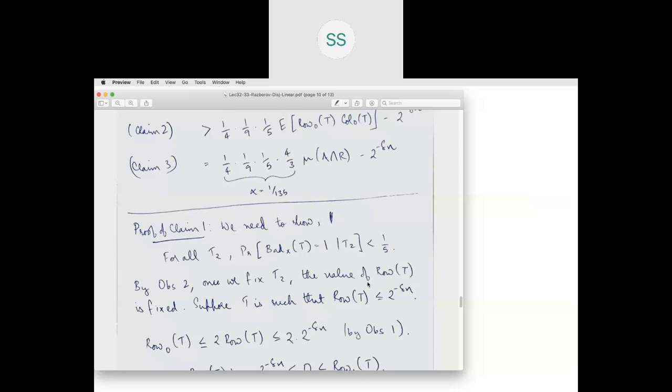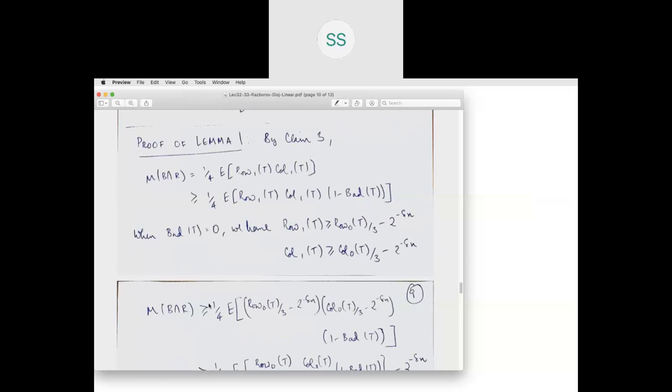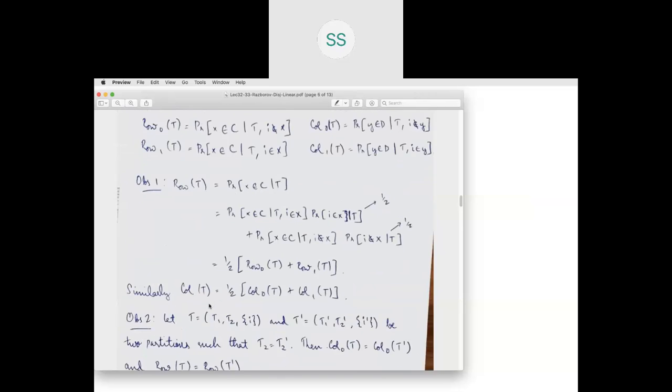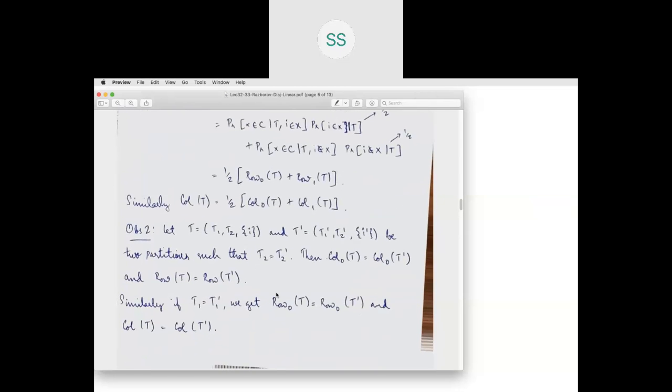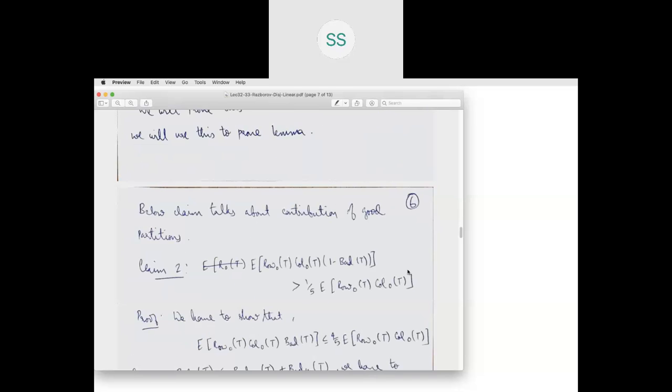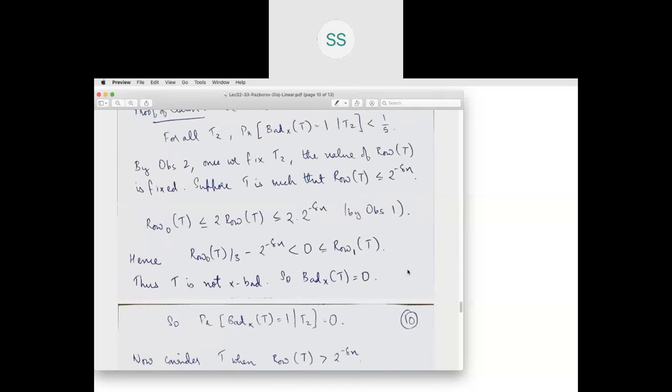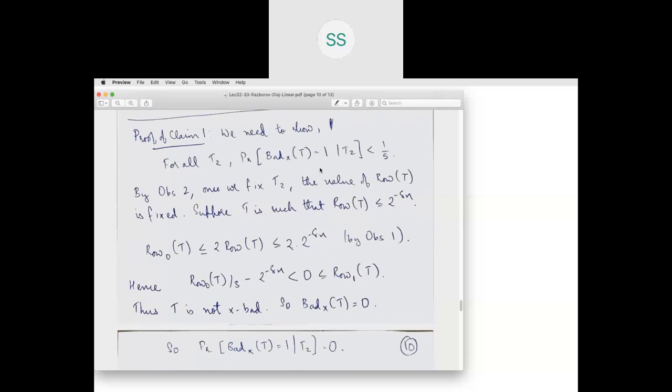Okay. So observation 2 states that once you fix t2, the value of rho t is fixed. You may recall, observation 2 states that rho t is fixed, as well as column 0 t is fixed. So rho t is fixed for any partition t that has a fixed t2.